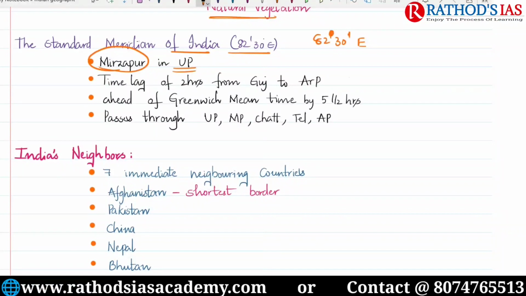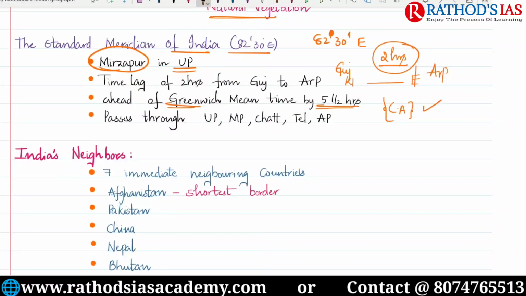So if you see this west to east extent, yes, we are having a lot of difference, right? Because of this, the time between the eastern part, that is Arunachal Pradesh, and Gujarat in the west is about 2 hours of lag. Because of this, in current affairs, we are talking about whether we can come up with different time zones for India. This is also seen in the news. And the standard time of India is ahead of Greenwich Mean Time, that is 0 degrees longitude, by 5.5 hours.